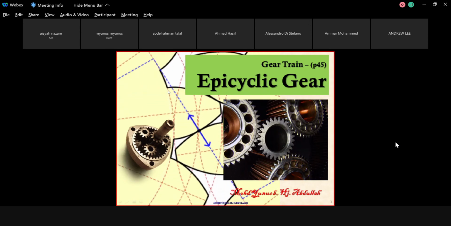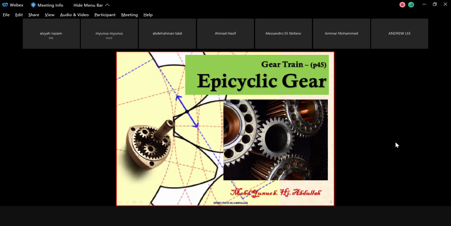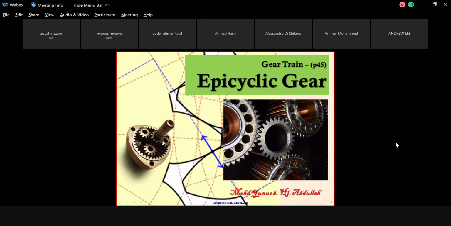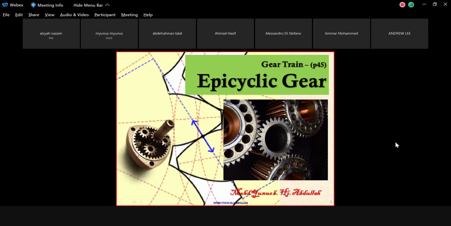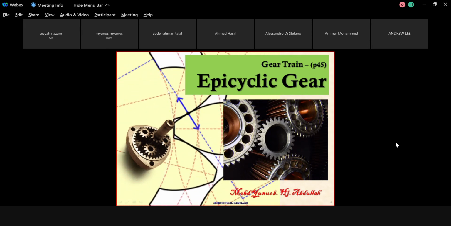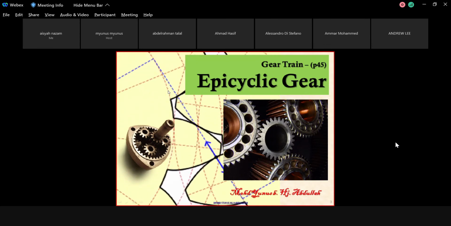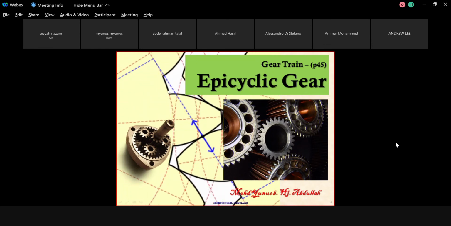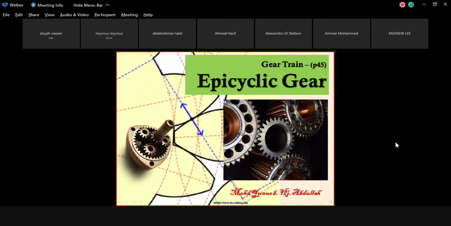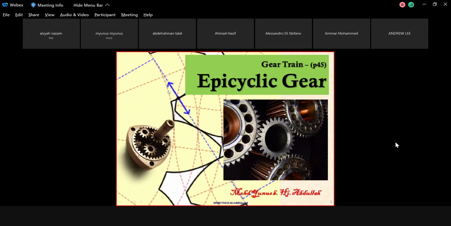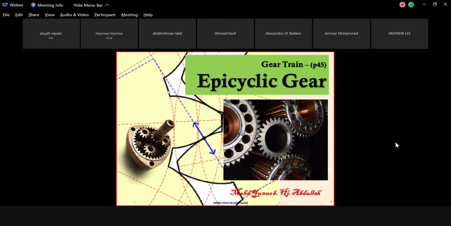Then of course, we have simple train and compound train. Simple train means that you have one annulus, one sun, and so many planets. And of course, we have one arm. And when you have compound train, you will have so many planets, sorry, so many annulus, so many sun, and also arms.